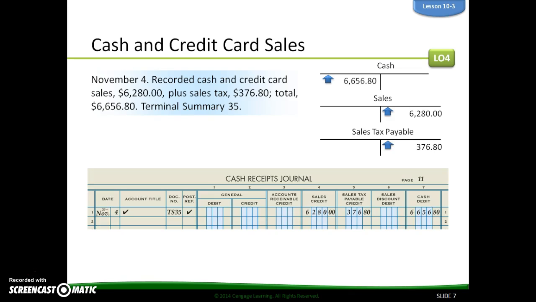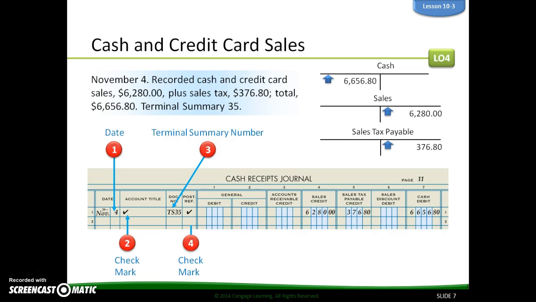When we put this in our cash receipts journal, you can see we're recording the date, and we're putting a check mark. The terminal summary, remember this was terminal summary 35. Again, checking in our post reference. The sales credit, sales tax payable credit, and then we're going to go ahead and debit our cash.